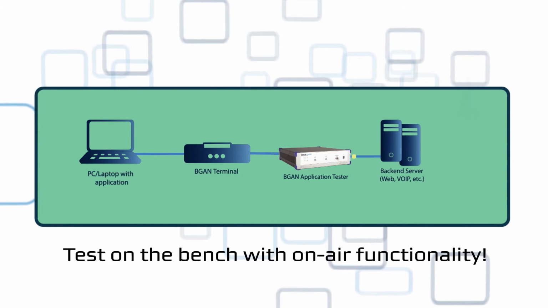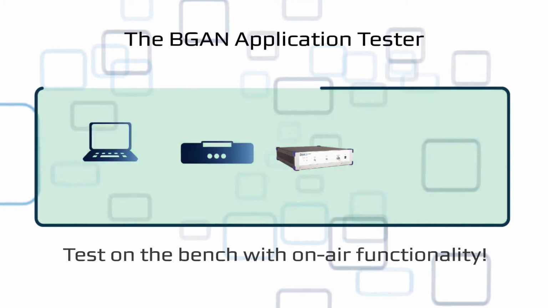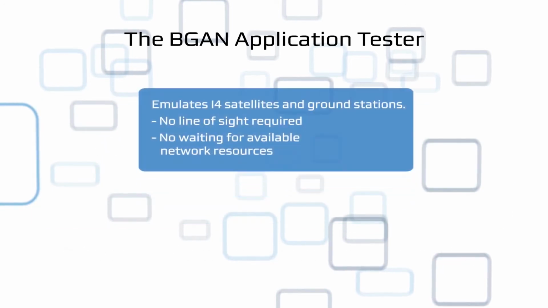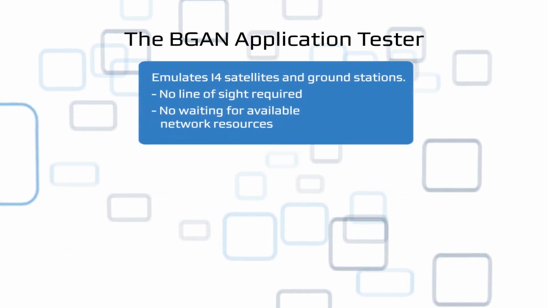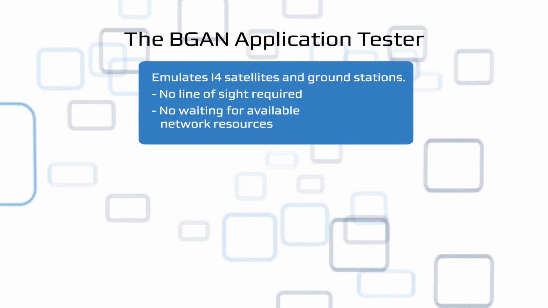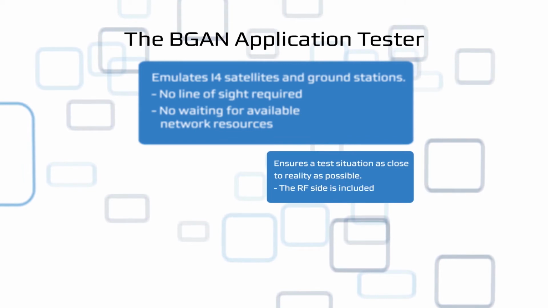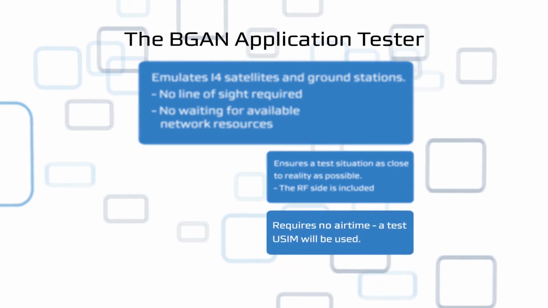You get a revolutionary one-box test solution that fits all BGAN terminals. The BGAN application tester emulates the I-4 satellites and ground stations. This means you do not need a line of sight to the satellites, and there's no need to wait for available network resources in order to test. It ensures a test situation as close to reality as possible, as the terminal and the RF side is included. It requires no airtime. A test SIM card will be used.